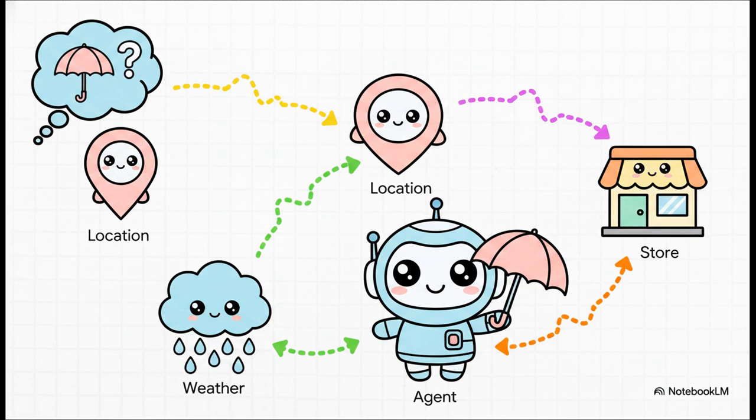It thinks, "Okay, first I need to know where the user is," so it uses a location tool. Then it thinks, "Now I need the weather for that specific location," and uses the weather tool. It sees it's raining, so it realizes, "Okay, now I need to use the shop search tool to find a nearby store." It chains all of these steps together completely autonomously until the whole complex job is done.